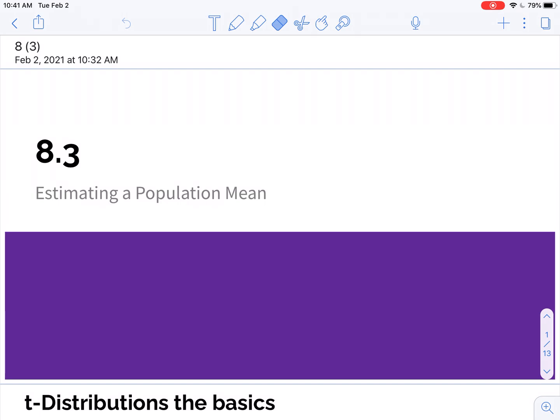So it stands to reason that if we looked at sampling distributions of sample means in 7.3, and we did the sample proportions in 7.2, and we did the reverse of the sample proportions, estimating the population proportion in 7.2, it adds to reason that we're going to estimate a parameter of a population mean based off of a sample mean. So here we are at 8.3.